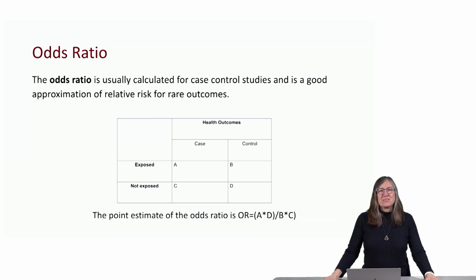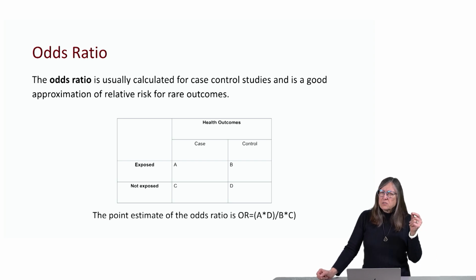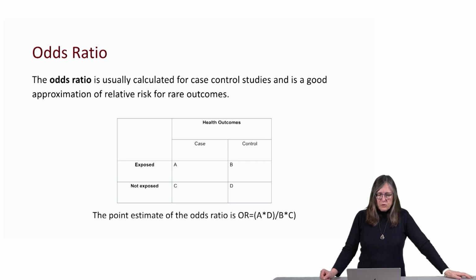All right, an odds ratio. An odds ratio you'll see very commonly calculated because we calculate that from a case control study, which takes less time and less money to conduct than a prospective cohort study. It's actually a good approximation of a relative risk for rare outcomes, and I'm going to show you why that is. It still usually overestimates just slightly what the true relative risk would be.